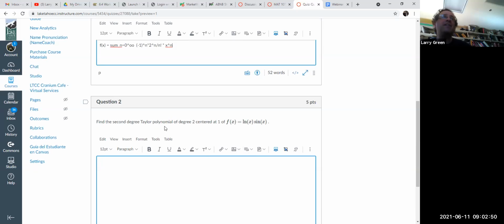Now it's find the second degree Taylor polynomial. I guess I shouldn't have said degree 2 twice, but degree 2 centered at 1 of f of x equals ln of x times the sine of x.